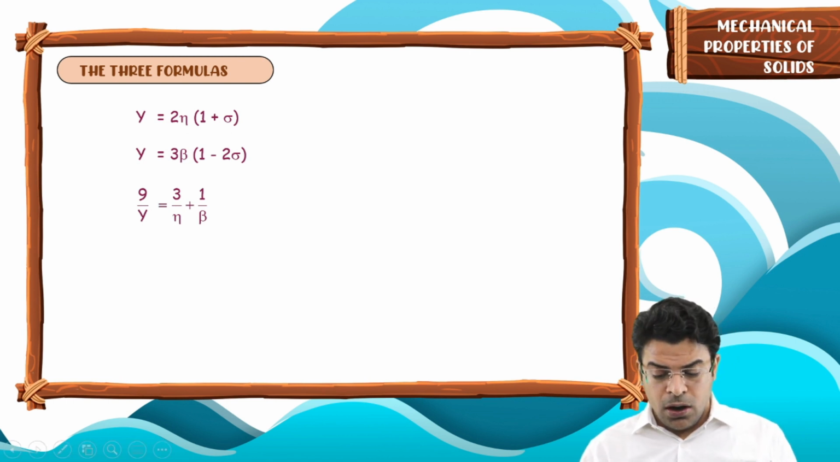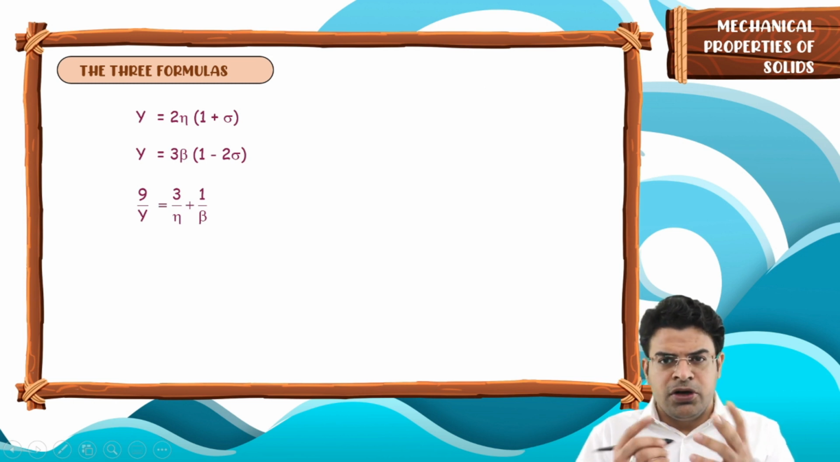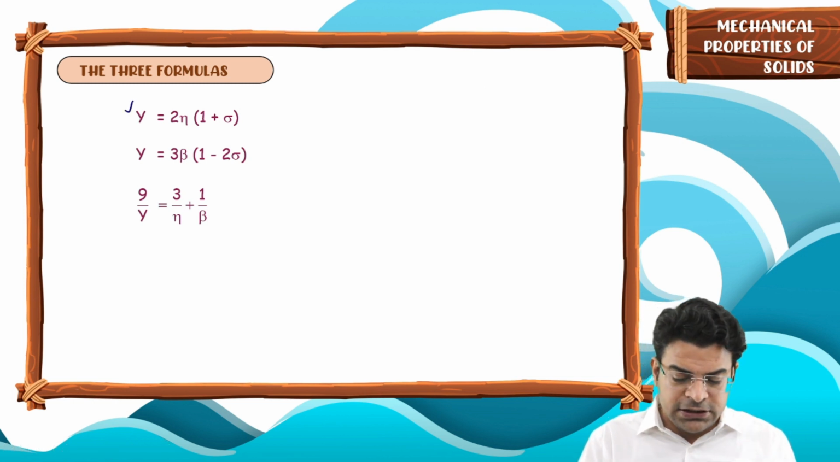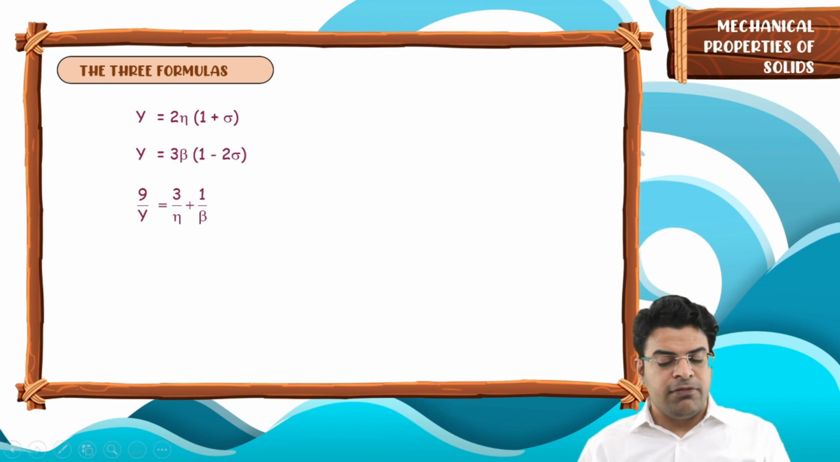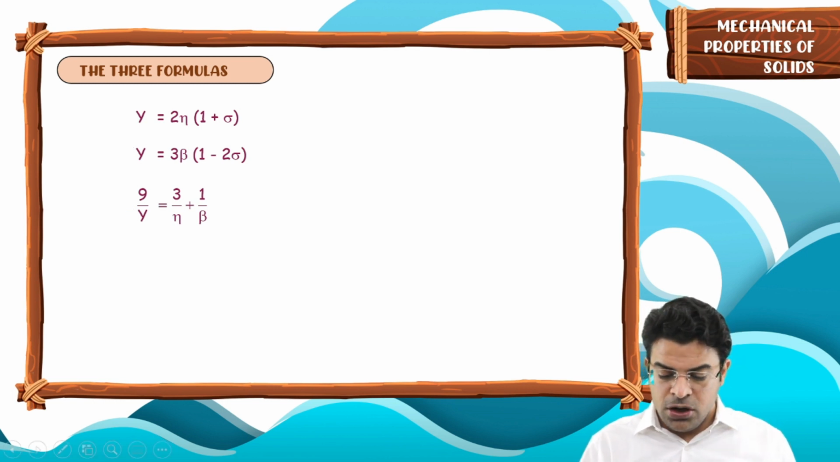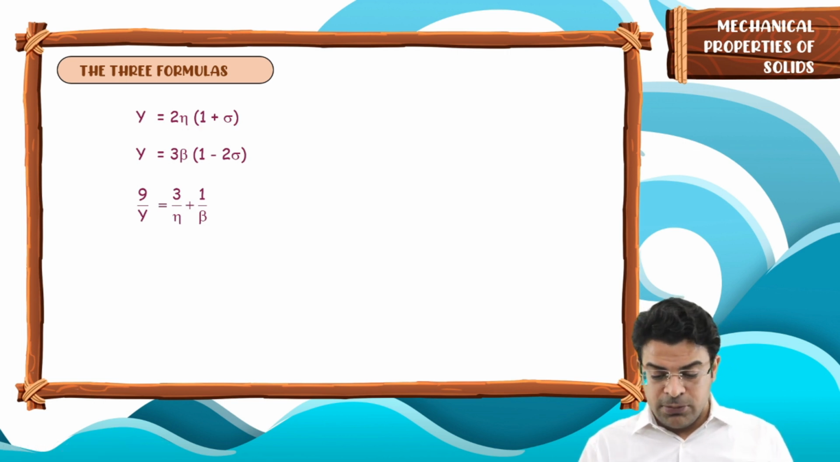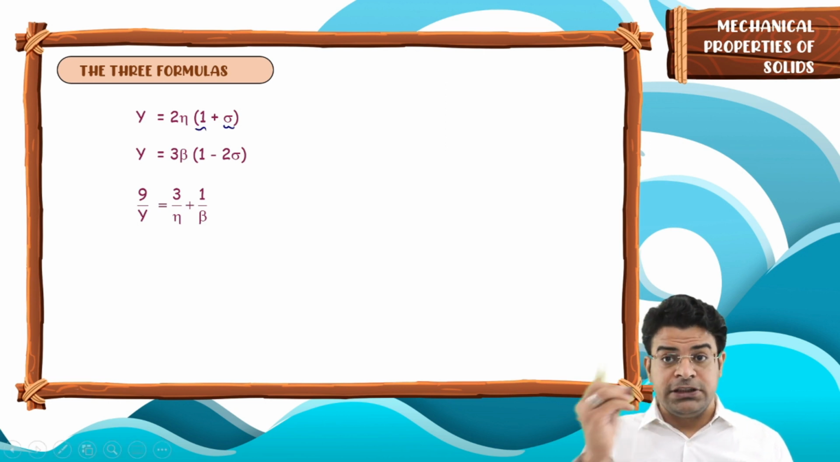So how to remember these three? I have made up a little bit of a trick. Remember that on the left hand side you always get Young's modulus. On the right hand side, 2 eta, 1 plus sigma. So sigma gets added to 1, giving 1 plus sigma.